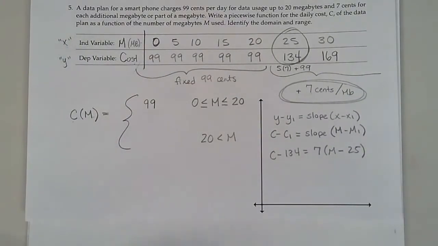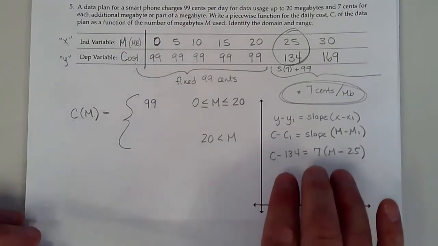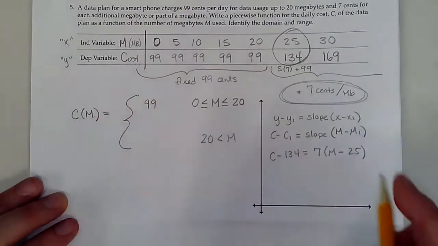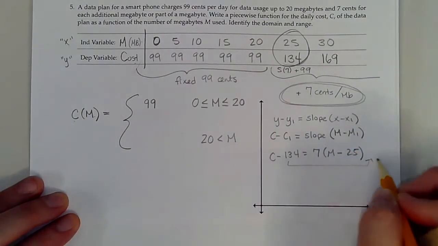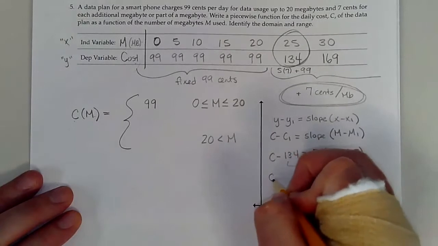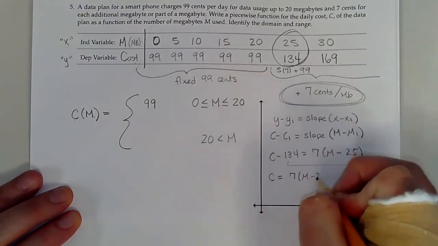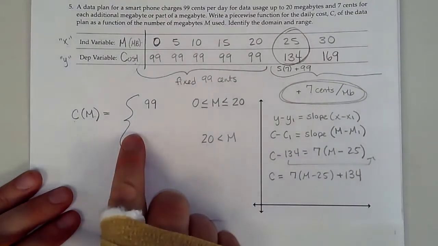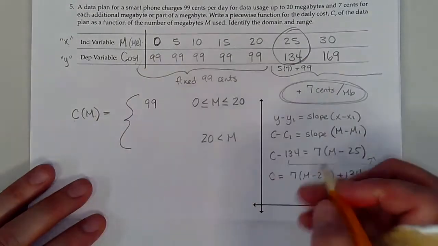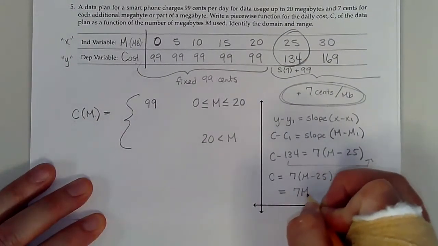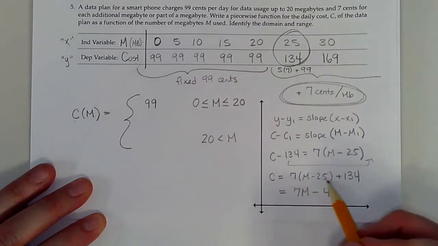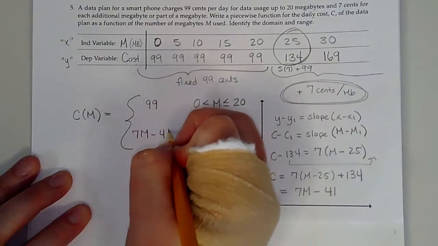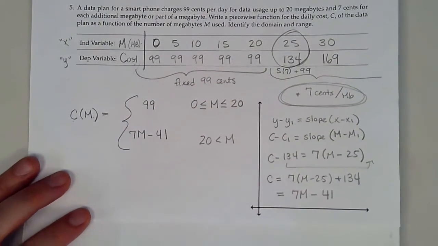And if all you were doing was finding this one piece, I'm fine if you leave your linear functions this way. But because it's piecewise, we do need to say c equals. The easiest way to deal with that is just to add that 134 over to the other side. So you have c is equal to 7 times m minus 25, plus 134. And if you put that in here, that's totally fine. I would absolutely take that as an answer. If you want to clean it up a little further, you would get 7m minus 41 if you distribute this and then combine the like terms. So put that 7m minus 41 here. So now we have found our piecewise function.